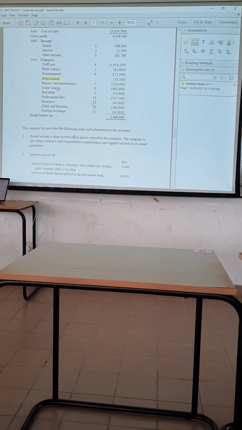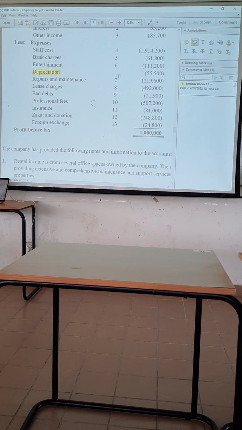Even though for depreciation here there's no notes to the accounts, you know that you have to do adjustment for depreciation. Why? Because depreciation is not allowed. It's not an allowable expense.